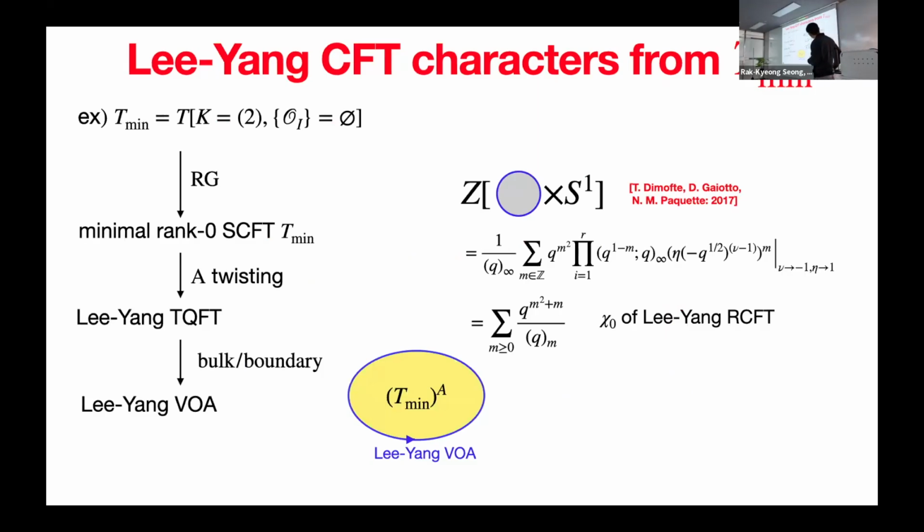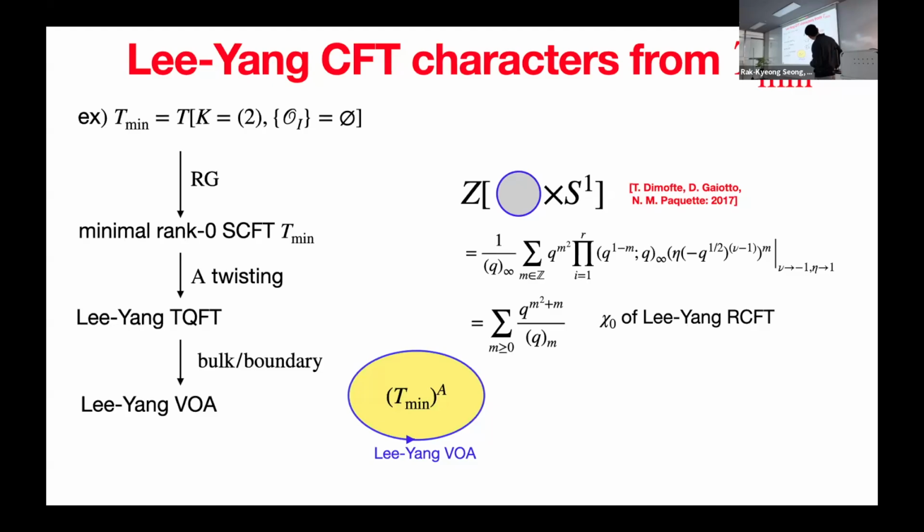This is in the RG. This will flow to the rank 0 CFT, T minimum, with A twisting, and we can compute the various quantities. It turns out this is so-called equivalent to the Lee-Yang TQFT, which is the simplest non-unitary TQFT, and by bulk-boundary correspondence there is some Lee-Yang boundary at the boundary. At the level of the characters, we can check that using this description, we can compute this half index using the localization formula, and then we can do some A twisting limit.